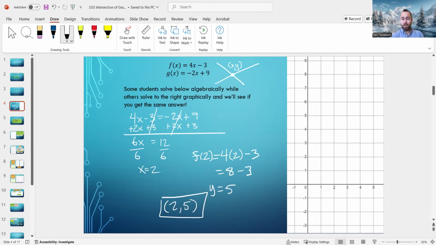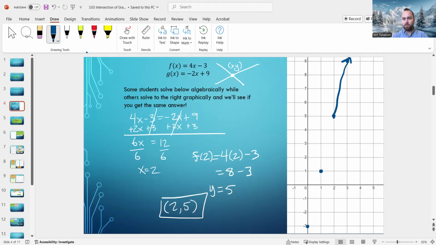Perfect. We solved algebraically. Now let's do it graphically by looking at the functions above. First, f of x, y-intercept of -3, slope of 4, or 4 over 1, so rise 4, run 1. Rise 4, run 1, and rise 4, run 1 again. And I'll draw my best straight line through those points. There we go. All right, and that is f of x.